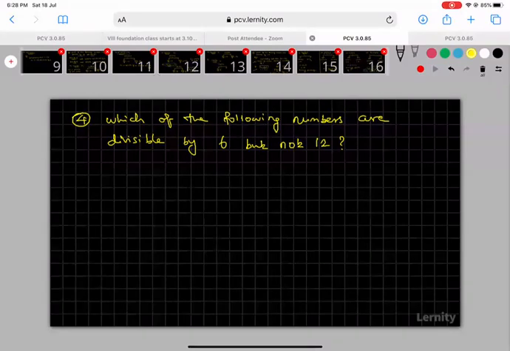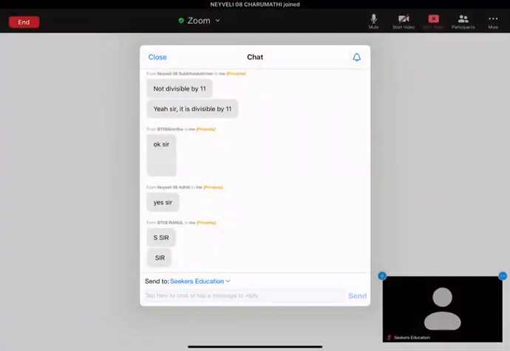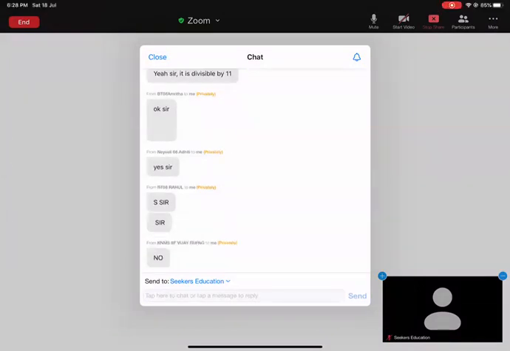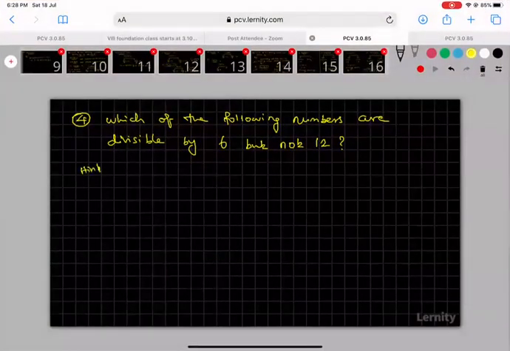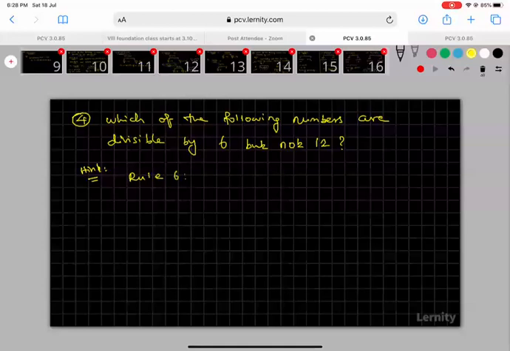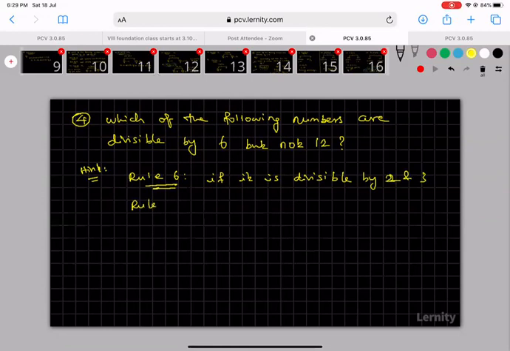Okay, so any idea about this? Anybody having any idea? No. Okay, I will give the hint. Rule for 6: if it is divisible by 2 and 3, it is divisible by 6. Rule for 12: if it is divisible by 3 and 4, it is divisible by 12. This is the rule.